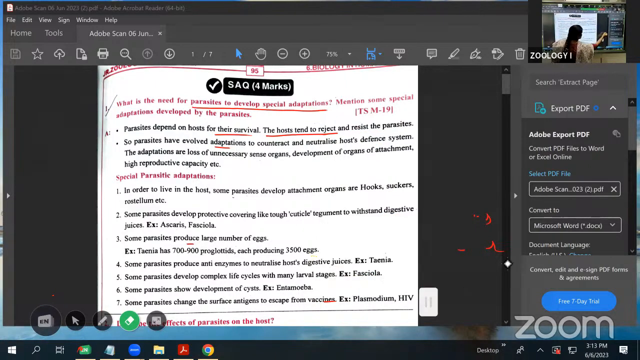We're discussing the SAQs, which are very, very important. From these SAQs only, you will get the questions in the exam. That's why follow regularly.